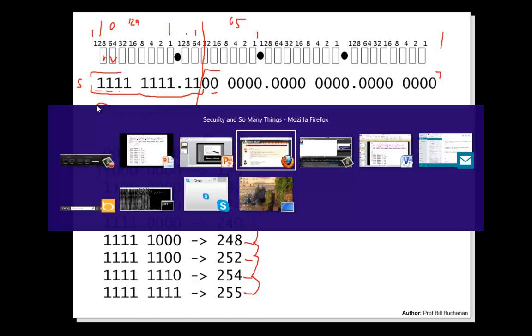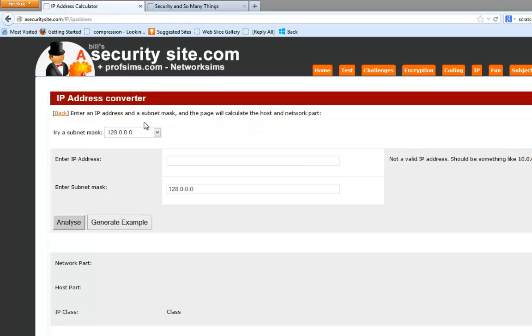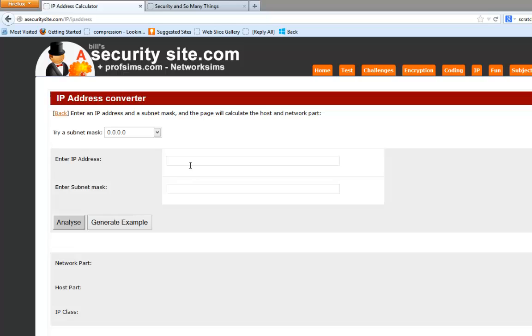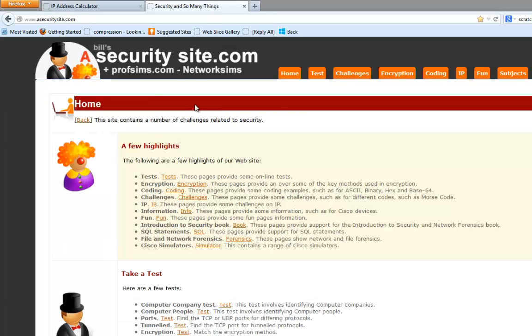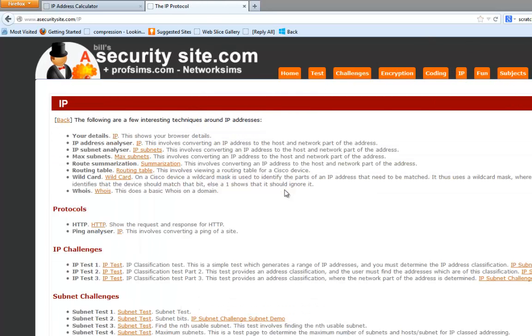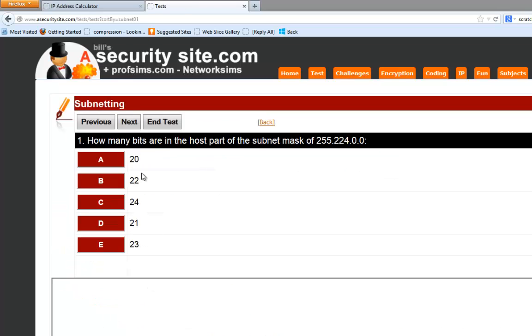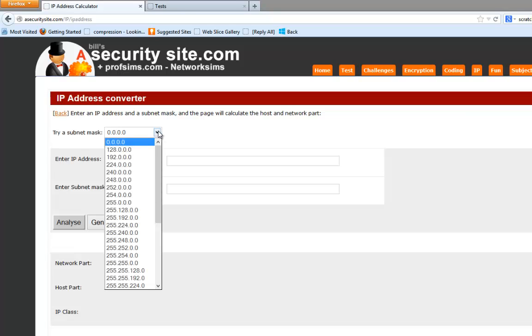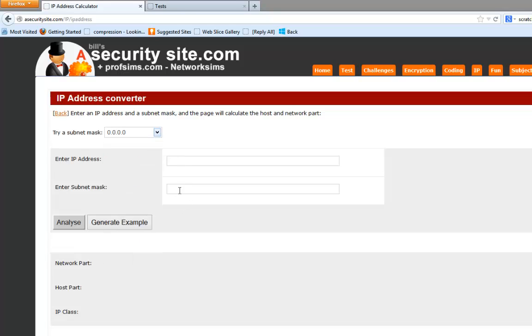So what we'll do is have a look at a challenge, and I've added in this IP address converter, so you can get that from here. This is going to analyze our IP address in terms of the host part and the network part. We'll bring up the first subnet challenge here. The first one is to look at the number of bits inside this subnet mask. If we want, we can paste it in here, then we can analyze it.